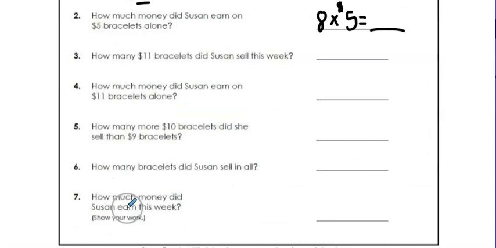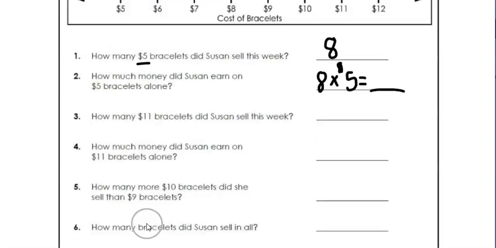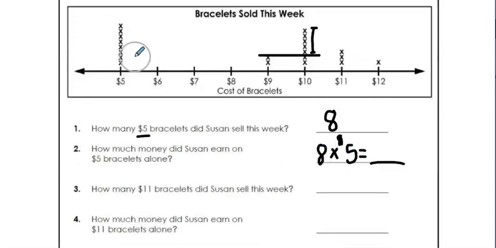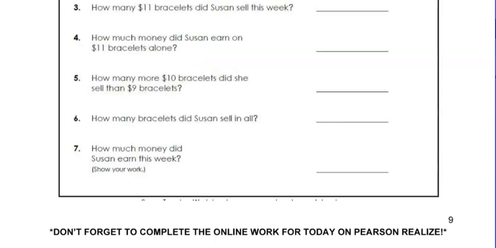Okay. And then how much money did Susan earn this week? That's when you're going to use this strategy right here. You want to figure out: 8 times 5 gave me what? 9 times 2 gives me what? 11 times 3 gives me what? 12 times 1 gives me what? 10 times 1, 2, 3, 4, 5, 6, 7 gives me what? And then you want to figure out that total amount of money altogether.